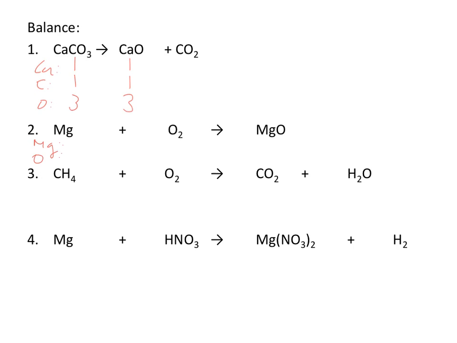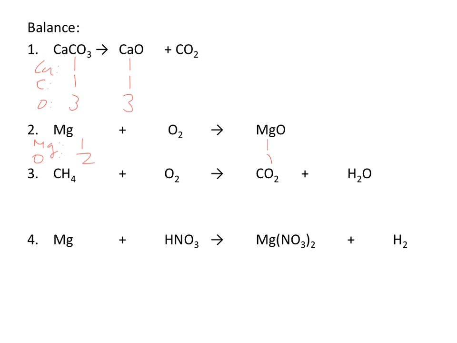How many magnesiums on the left? We've got 1, and on the right we've got 1 over there. Oxygens on the left we've got 2, and on the right we've only got 1. So this equation isn't balanced. And what we're going to use is what I call big numbers to ensure that we have the same number of atoms on the left and on the right of the equation.